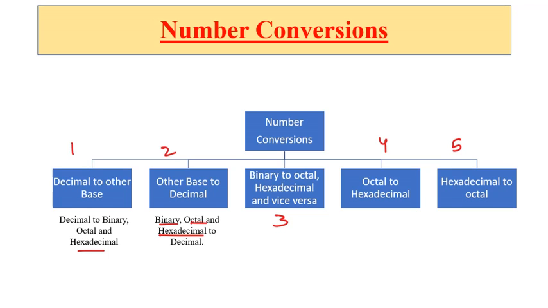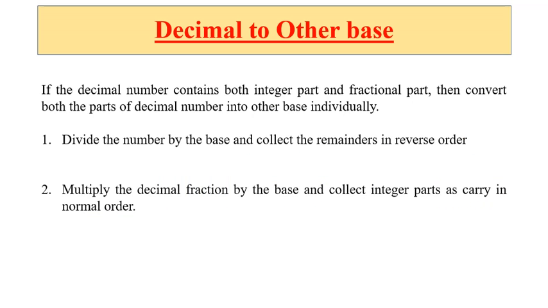In this case, direct conversion is not possible. First, the given octal or hexadecimal number is converted into binary, and then this binary number is converted into either a hexadecimal or octal number. This is an indirect conversion. In this video, we will discuss the first two categories of conversion, that is, a decimal number into other bases and other base numbers into decimal.